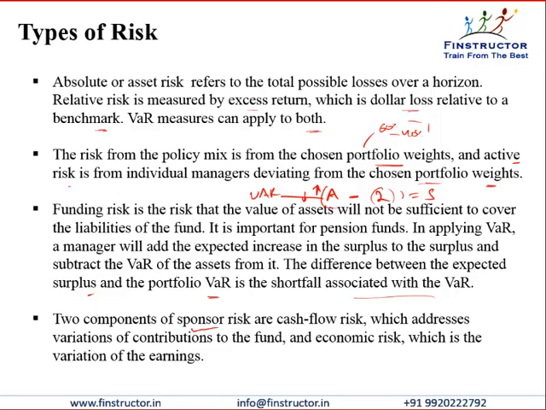So there can be cash flow risk, which addresses the variations of the contributions to the fund. So the steel company or the sponsor may not be able to contribute funds as are needed to meet these liabilities. And economic risk, which is the variation of the earnings in the sponsor that can again happen because of the returns from this pension plan. So we'll study funding risk in more detail.